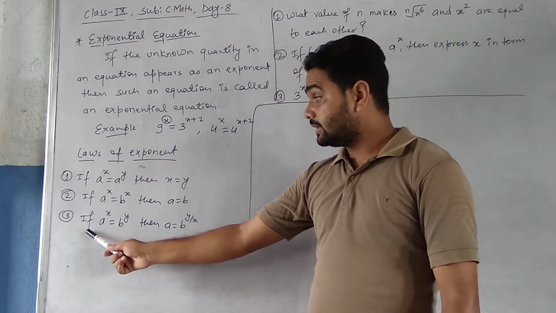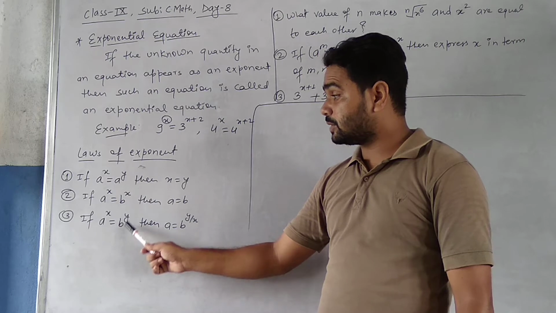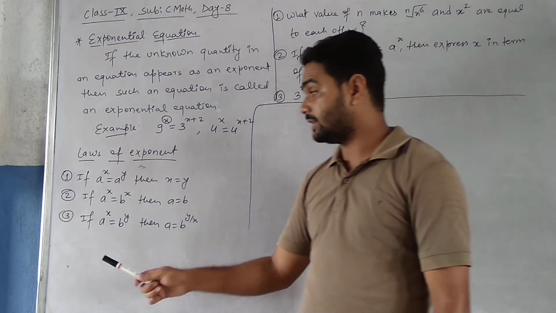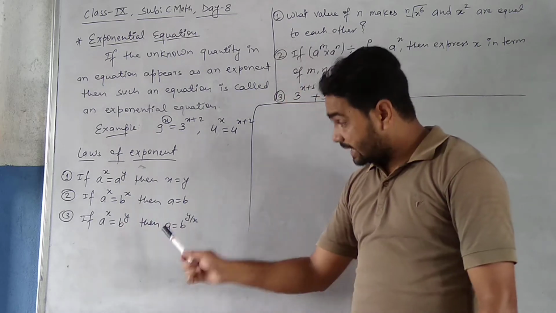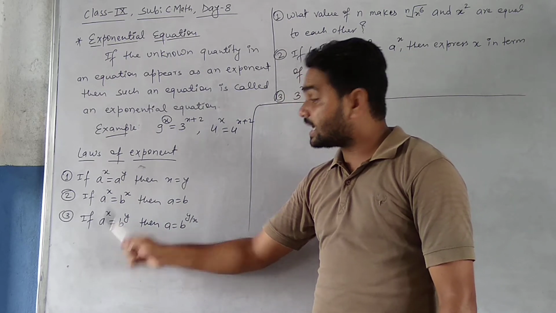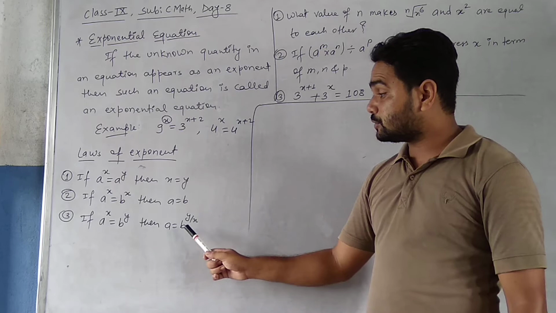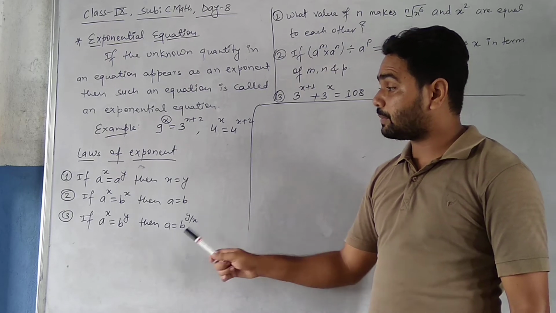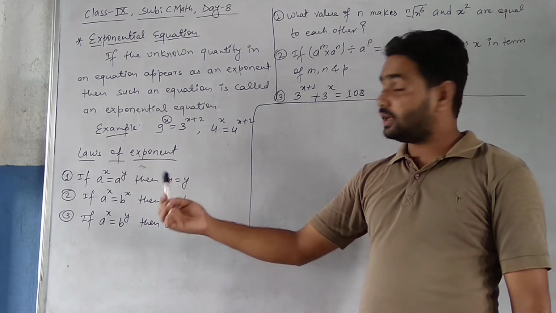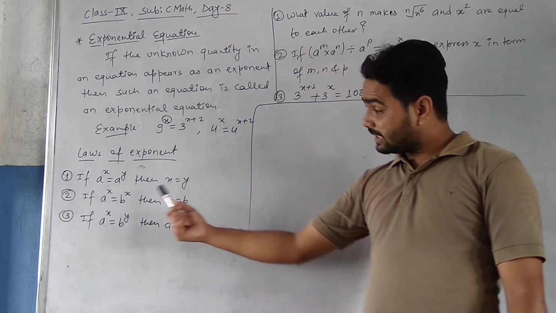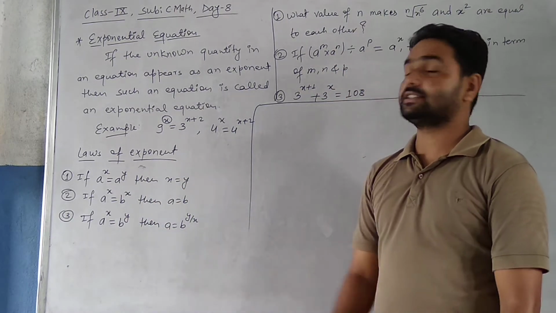Similarly, if a power x equals b power y, that means neither the base is the same nor the power is the same, then a can be expressed as a equals b power y upon x. The power of a divides the power of y, when the power goes to the other side. This is the third law.